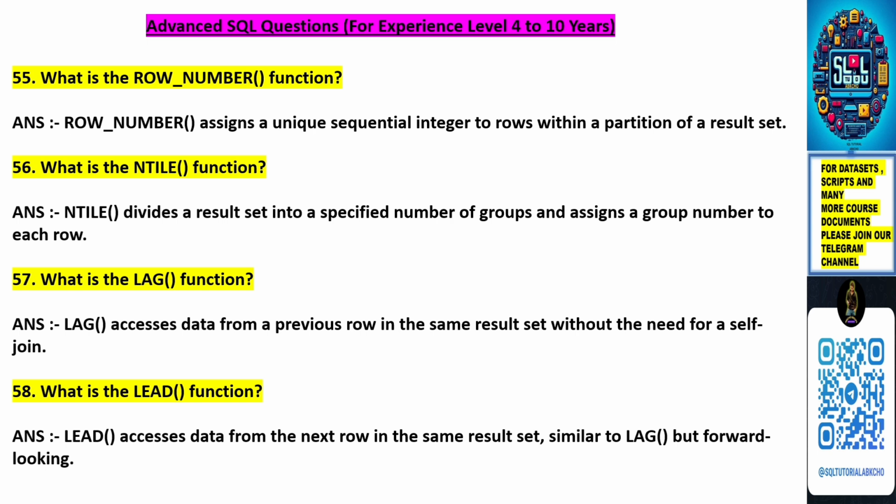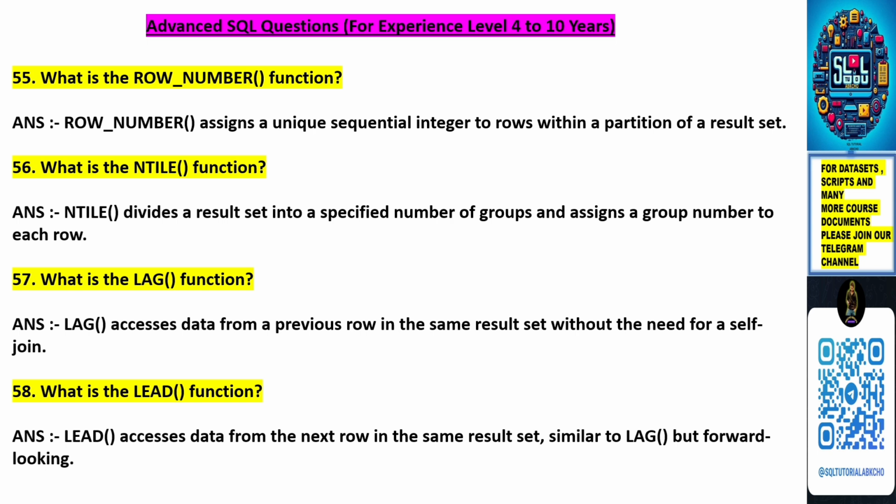Now the 57th question: what is the lag function? The lag function accesses data from a previous row in the same result set without the need for a self join. So basically, the lag function provides the result of the previous data. In the column generated by the lag function, the first row will always be null because it is accessing the previous record, and for the first record there is no previous record. So that is the case every time: there is a null at the top of the lag function column. Now move on to the next question.